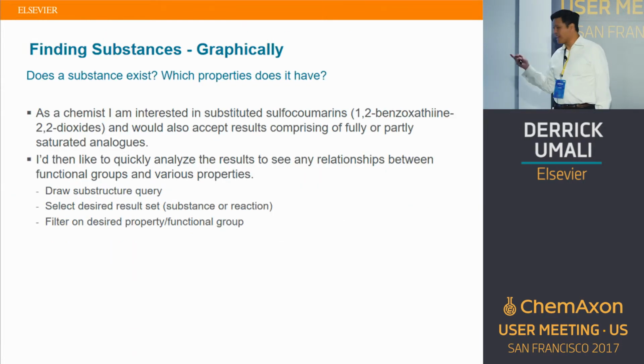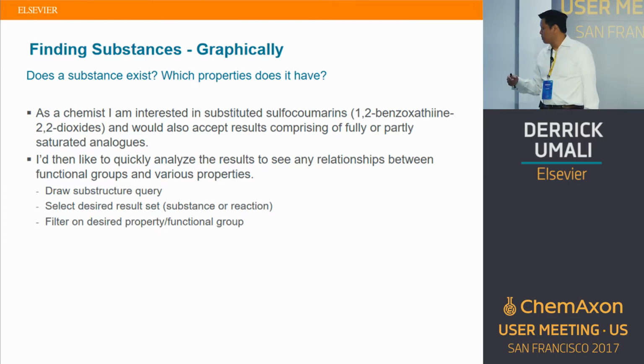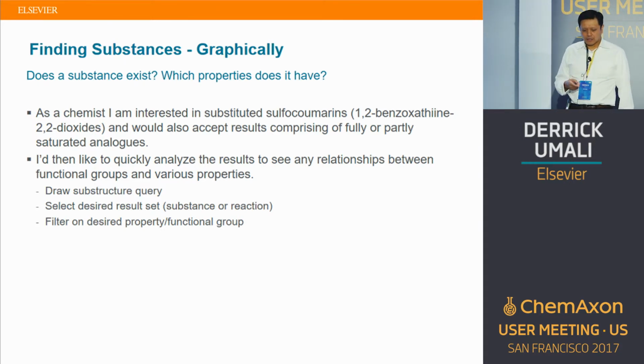So with that said, we're going to show you how we're using ChemAxon for some of the search techniques and then talk about how the results are presented. Here we're finding substances graphically. As a chemist, I'm interested in substituted sulfocoumarins. Accept these results, then find saturated analogs, and quickly analyze the results to find any relationships between functional groups.